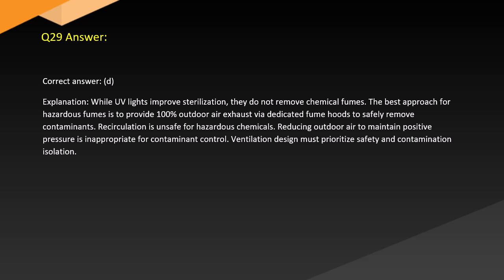Answer. Correct answer: D. Explanation. While UV lights improve sterilization, they do not remove chemical fumes. The best approach for hazardous fumes is to provide 100% outdoor air exhaust via dedicated fume hoods to safely remove contaminants. Recirculation is unsafe for hazardous chemicals. Reducing outdoor air to maintain positive pressure is inappropriate for contaminant control. Ventilation design must prioritize safety. Contamination isolation.